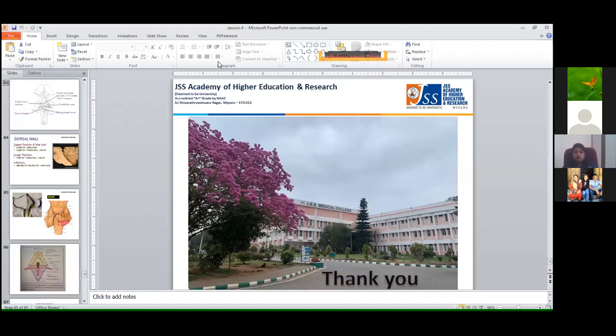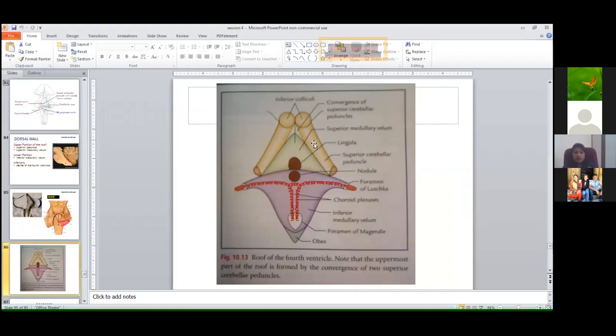Thank you, ma'am. Ma'am, I have a doubt. Can you explain the choroid plexus a little bit in detail? So the choroid plexuses are nothing but plexuses of capillaries, and the cells are ependymal cells. They are involved in production of CSF. They are present in the lateral ventricle as well as the fourth ventricle. In the fourth ventricle, they are present in a T-shaped manner with a horizontal limb and a vertical limb like this.